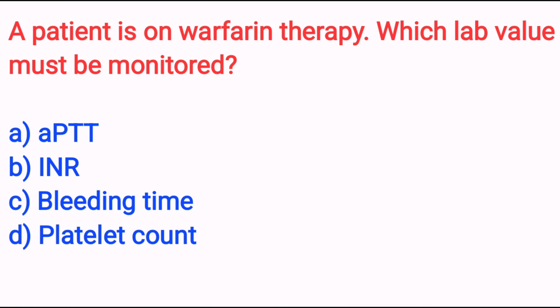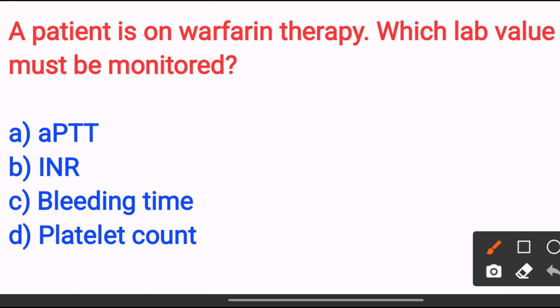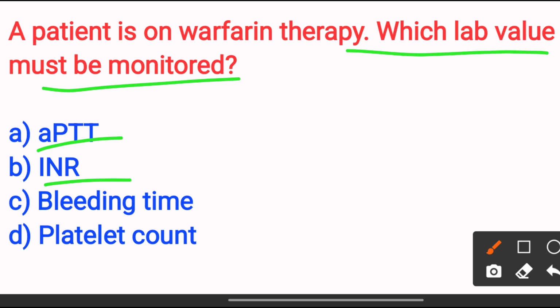A patient is on warfarin therapy. Which lab value must be monitored? Option A, APTT. Option B, INR. Option C, bleeding time. Option D, platelet count.